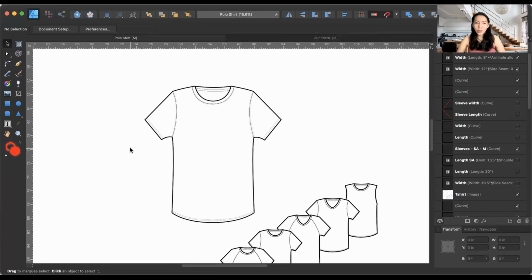So today I'm going to be showing you how to estimate the fabric yardage for your garment production.